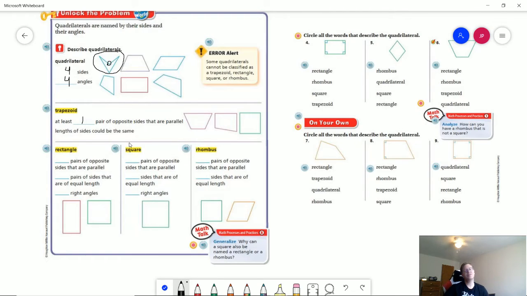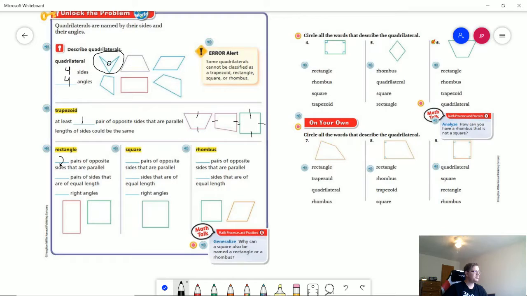So a trapezoid is going to have at least one pair of opposite sides that are parallel. So this would be that pair here, and this pair would be for the center. And then we have a square. So we actually have two pairs of sides that are both the same length.